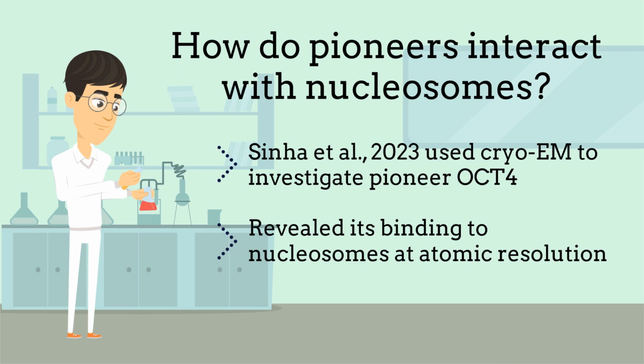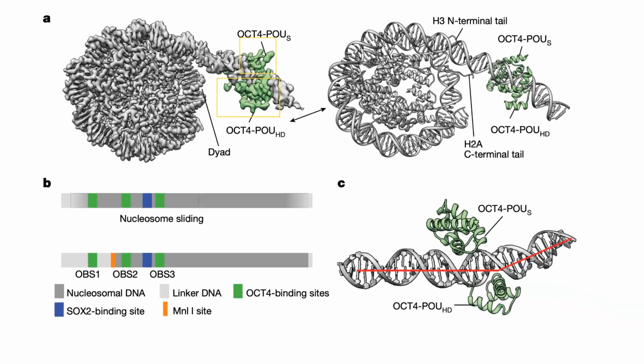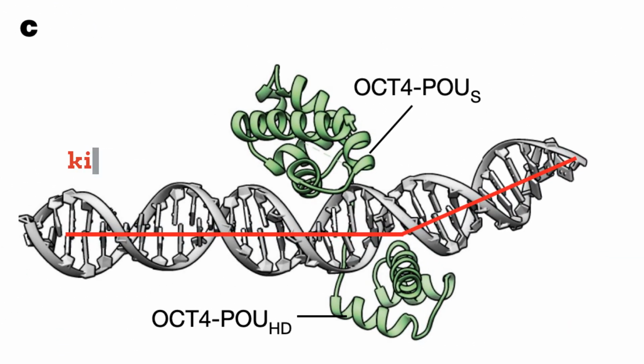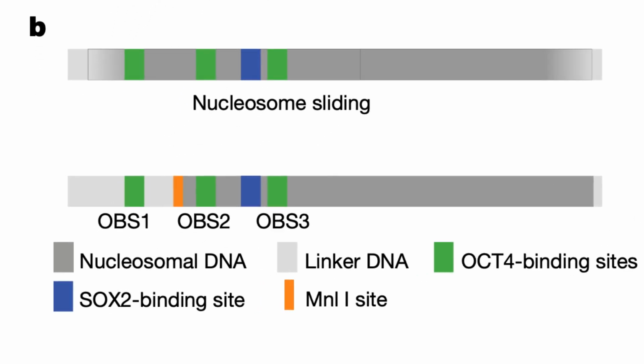In 2023, Sinha and colleagues used cryo-electron microscopy to reveal how the pioneer factor OCT4 binds nucleosomes at atomic resolution. OCT4 uses two DNA binding domains, POUS and POUHD, to grip nucleosomal DNA near the entry-exit site. When OCT4 binds, it induces a kink in the DNA and partially unwraps about 25 base pairs from the nucleosome. This exposes hidden binding sites OBS2 and OBS3 for more OCT4 molecules and its partner SOX2, enabling cooperative assembly.